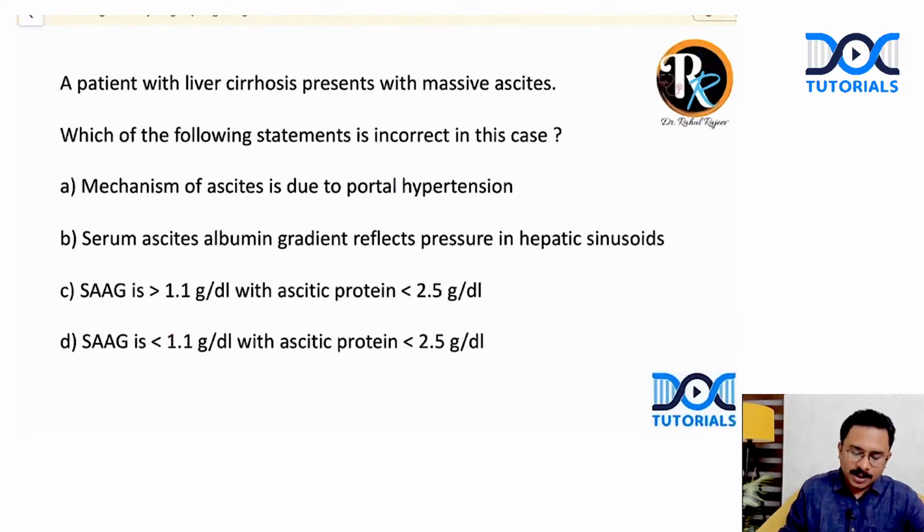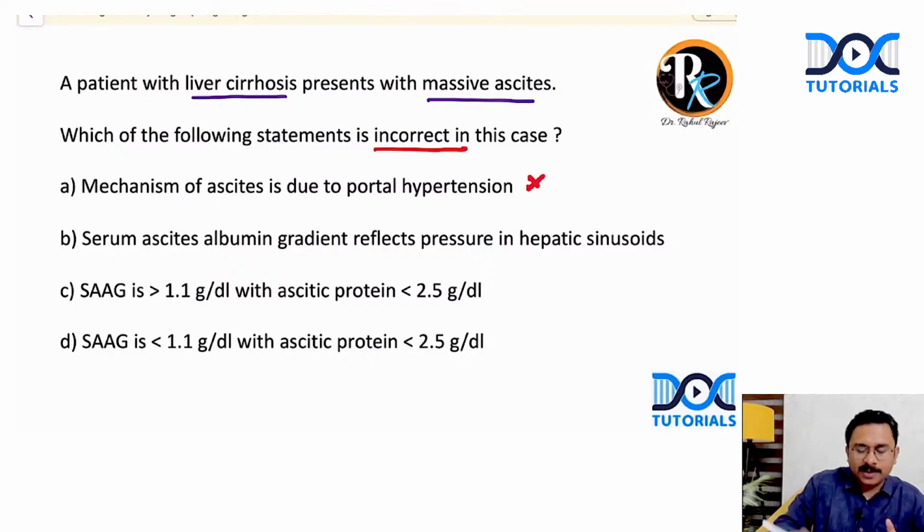Right. A patient presents with liver cirrhosis with massive ascites. Which of the following statements is incorrect in this case? So liver cirrhosis with ascites. Mechanism of ascites is due to portal hypertension. It's a correct statement. So they are asking about the incorrect statement. So I'm eliminating this. Next, serum ascites albumin gradient reflects the pressure in the hepatic sinusoids. Correct. It reflects the pressure in the hepatic sinusoids. Eliminating this.